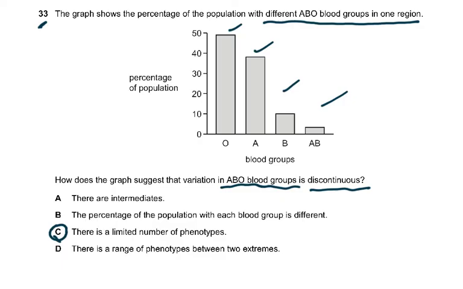That is the answer. There are intermediates? No, there are no intermediates. There are only four distinct categories. The percentage of the population with each blood group is different? Well, that does not in any way matter in variation. In variation, we don't look at that. There is a range of phenotypes between two extremes? No, there are no extremes and there's no range.